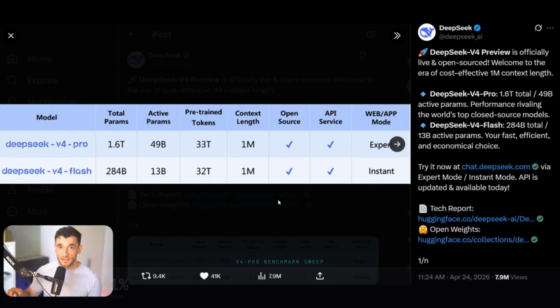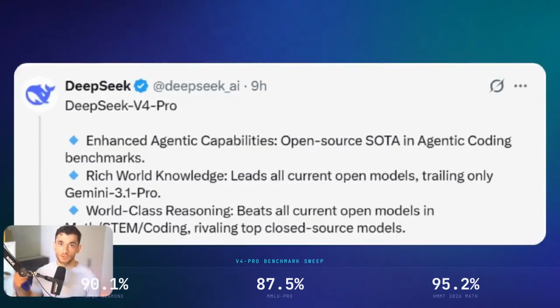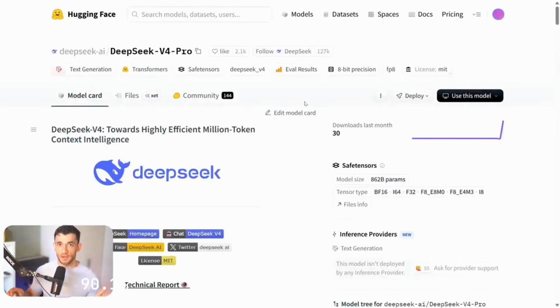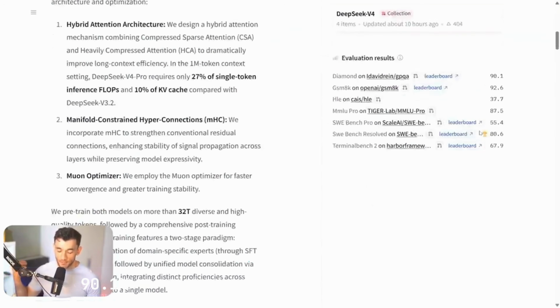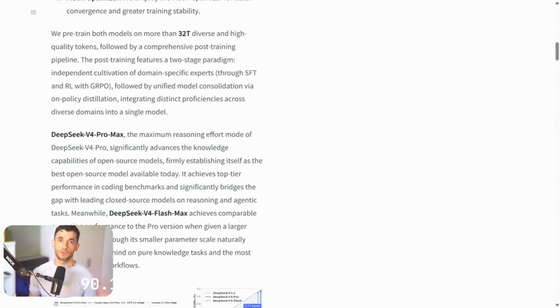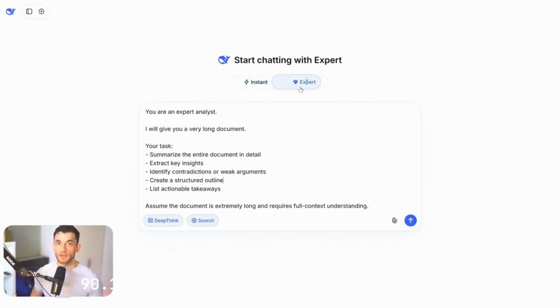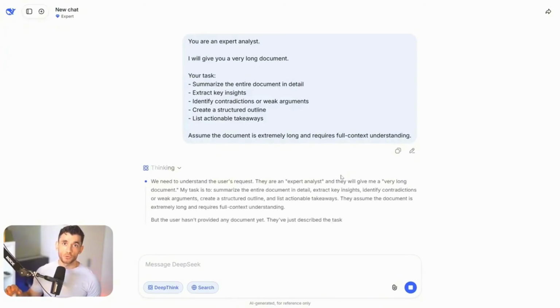The science and mathematics results follow the same pattern. V4 Pro scored 90.1% on GPQA Diamond, which tests PhD-level science reasoning across biology, chemistry, and physics. It scored 87.5% on MMLU Pro, the Advanced Multi-Domain Knowledge Benchmark. On the HMMT 2026 February Math Competition benchmark, it scored 95.2%. In certain technical domains, V4 Pro is not near frontier. It is the frontier.